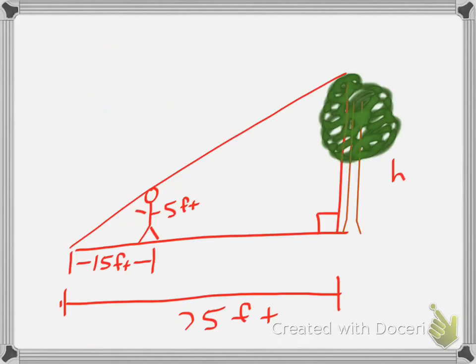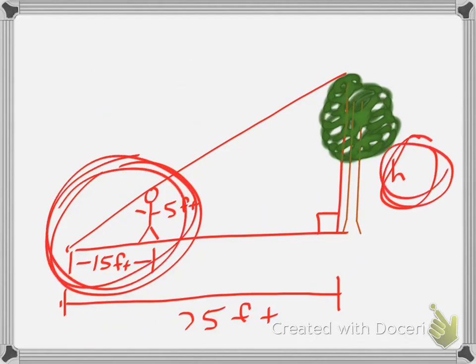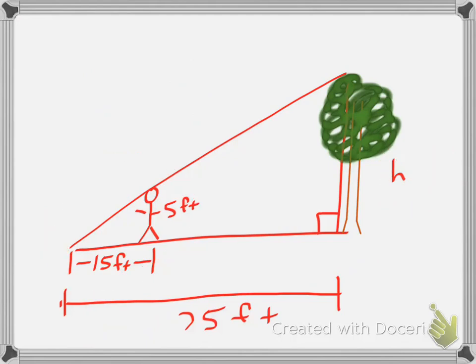Here's an example of indirect measurement. All we're doing is using a smaller measurement like this one, because we know how tall the guy is and how far he is from this point, because we can measure it to figure out how tall the actual tree is. So we're using indirect measurement. We're using this measurement to find this measurement. That's why it's called that.